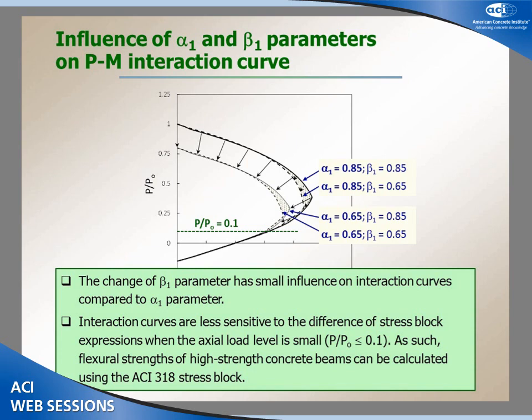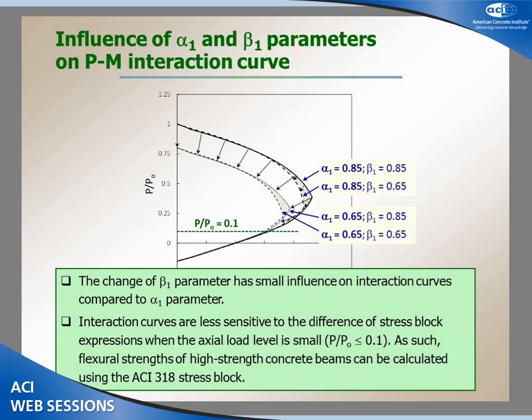Then why are the members with a small axial load not affected by the change of the concrete stress block? That's because these members are tension controlled. The strength of tension controlled members is predominantly governed by the yielding of rebar, not by the concrete strength. So the difference in the concrete strength parameter becomes insensitive.